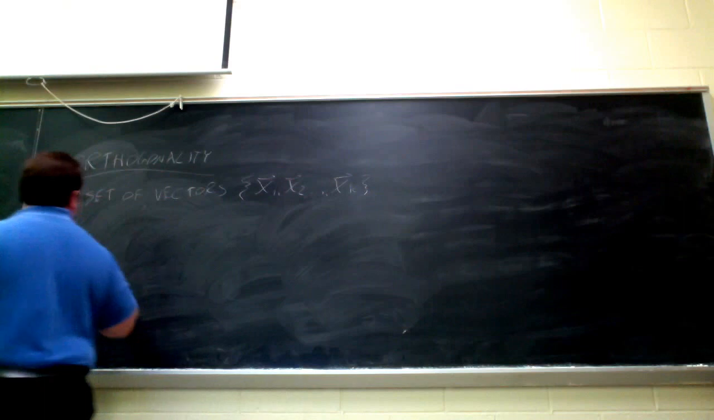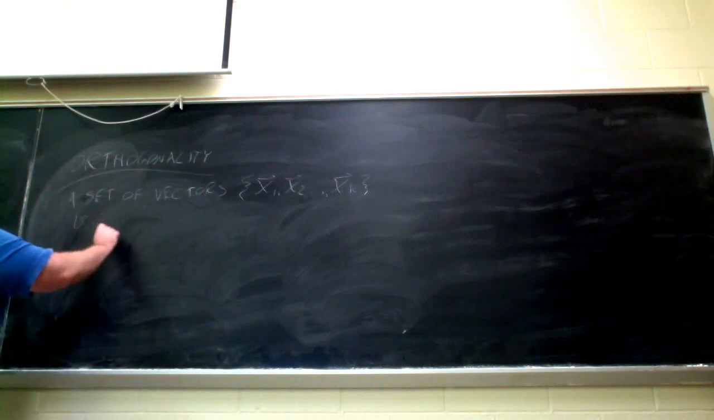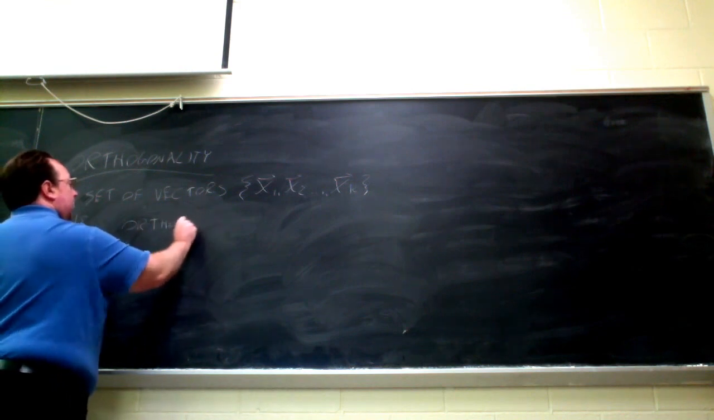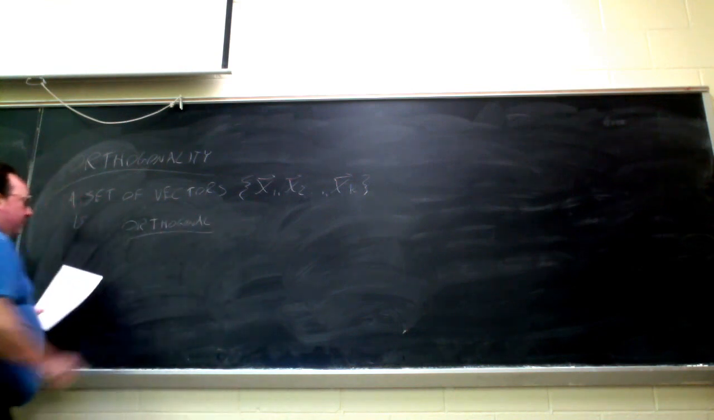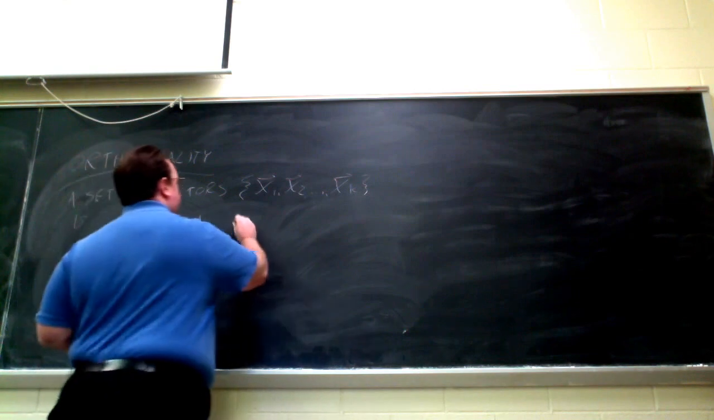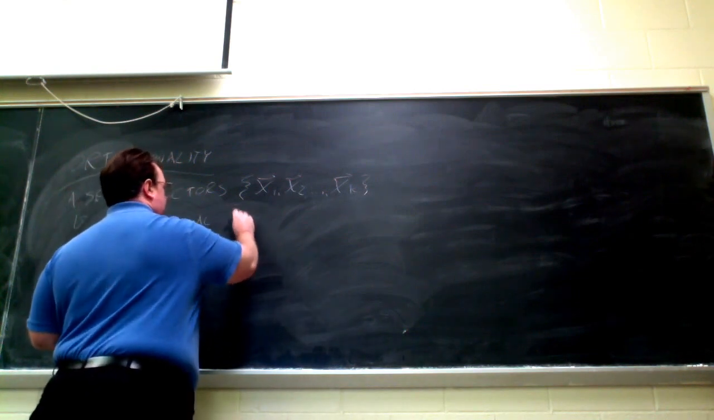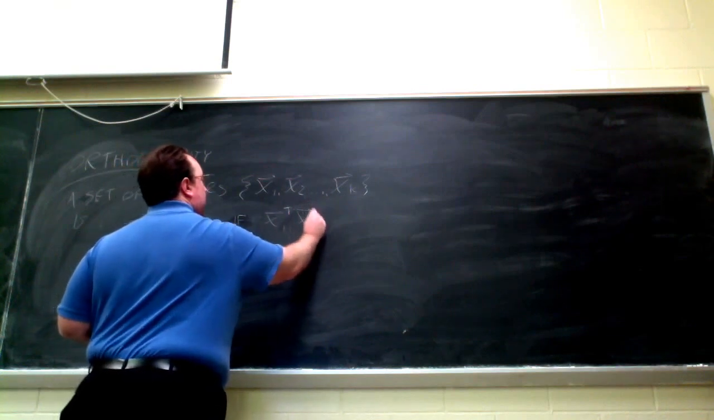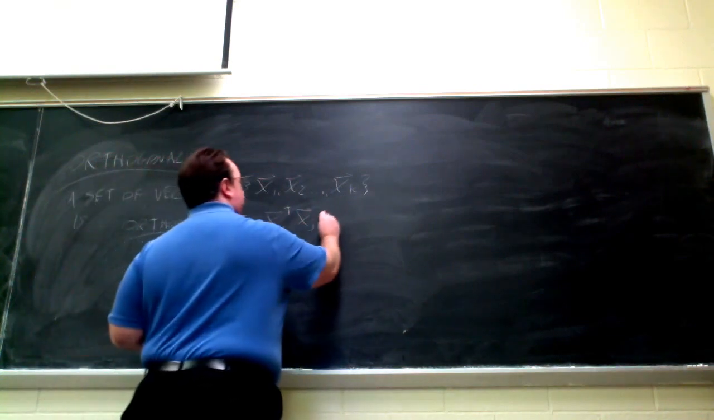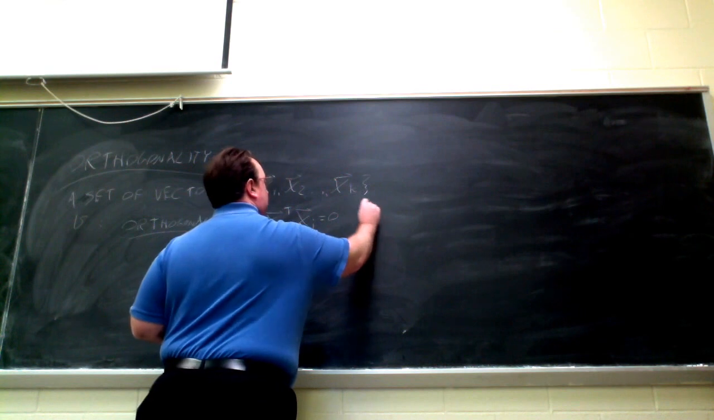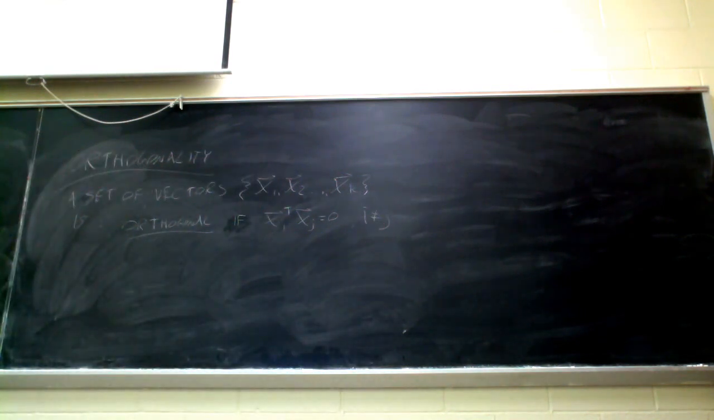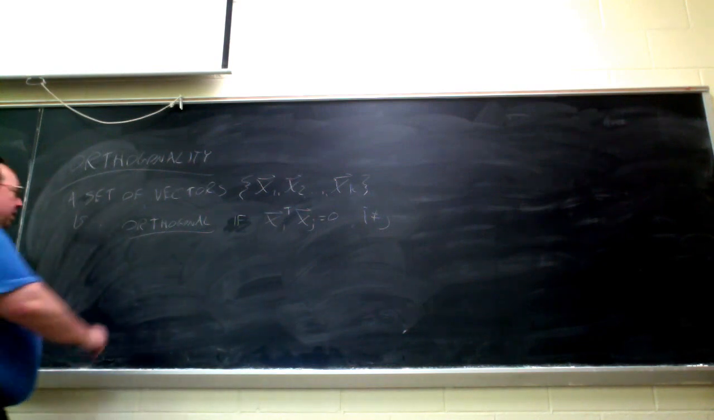A set of K vectors is orthogonal if their inner product is 0 whenever i is not equal to j. So the inner product of any two distinct vectors from this set is 0.